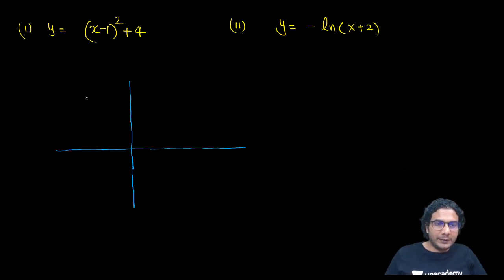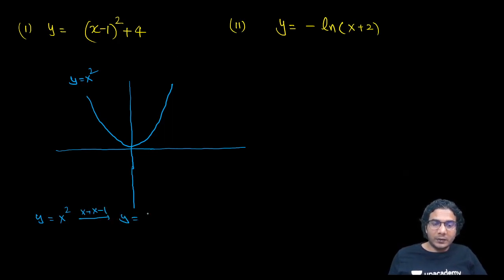Okay, let's plot the base graph first. So I'm plotting y is equal to x square. This is y is equal to x square. Then I'll tell you these steps. First, I'll plot y is equal to x square. Then I'll replace x by x minus a, x minus 1. So I'll get y is equal to x minus 1 the whole square.